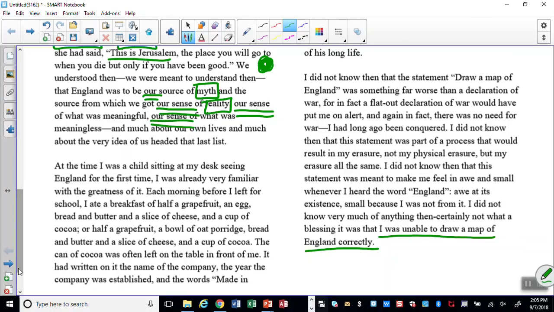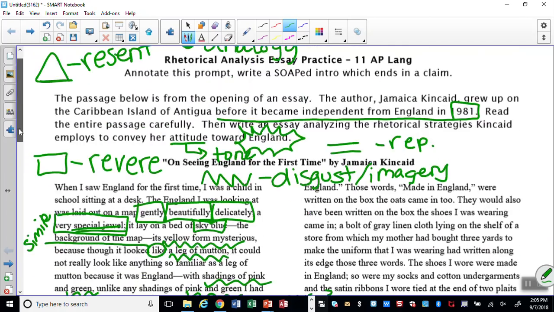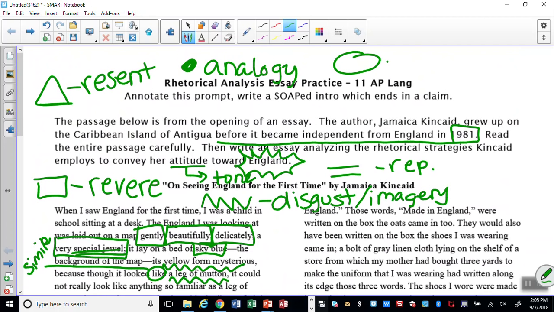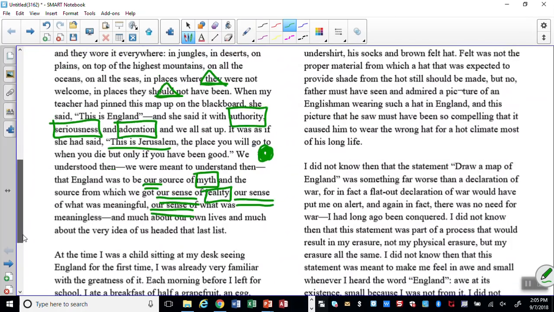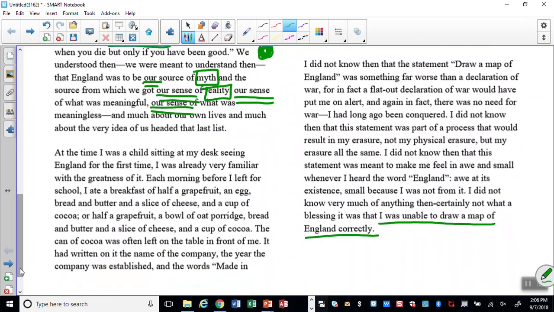So she was still a child, she was sitting at the desk, and this gets into the part of what she does every morning. It's her morning routine. So she ate breakfast, which was a grapefruit, an egg, and that really seems misplaced to me. So I'm going to go ahead up here in my key, I'm going to put a circle. And that's going to be my code for anything that represents that it's misplaced on the Caribbean island or it is stripping them of their identity.